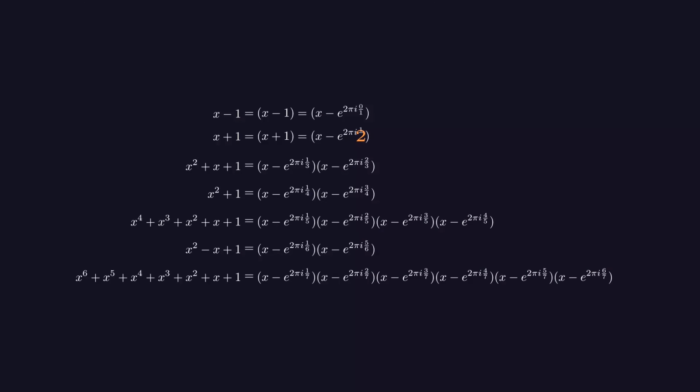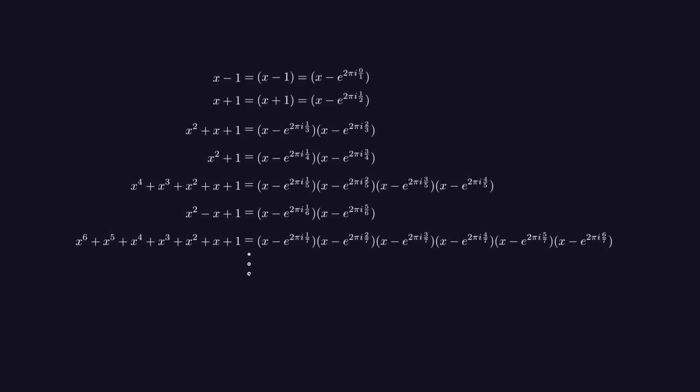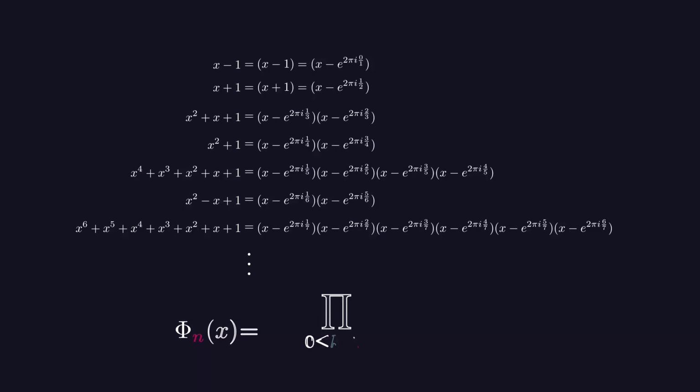If you think about it, this pattern makes sense. Any fraction k over n that can be represented using a lower denominator than n will appear before you get to the nth row. In general, the nth cyclotomic polynomial, denoted phi sub n of x, is equal to the product of all the terms x minus e to the 2 pi i k over n, where k ranges from 0 to n minus 1, and the fraction k over n is in lowest terms.